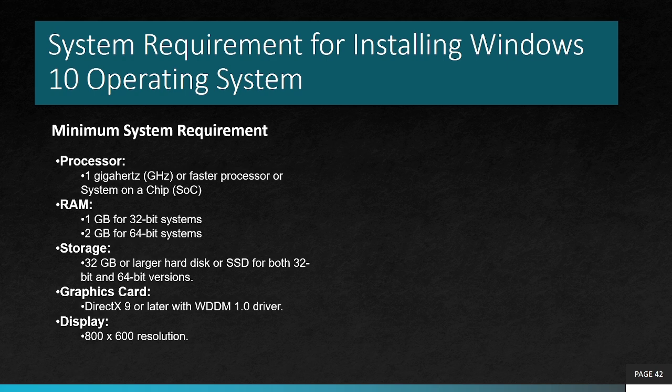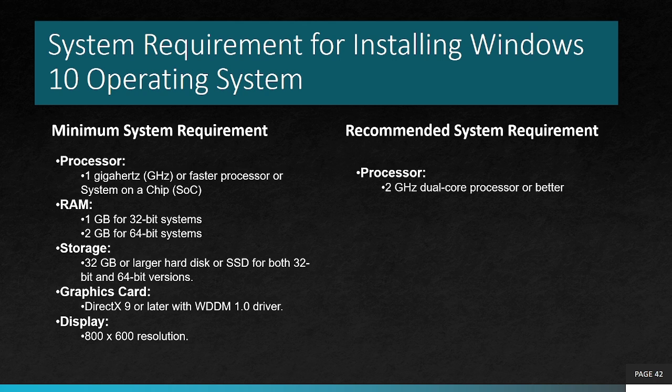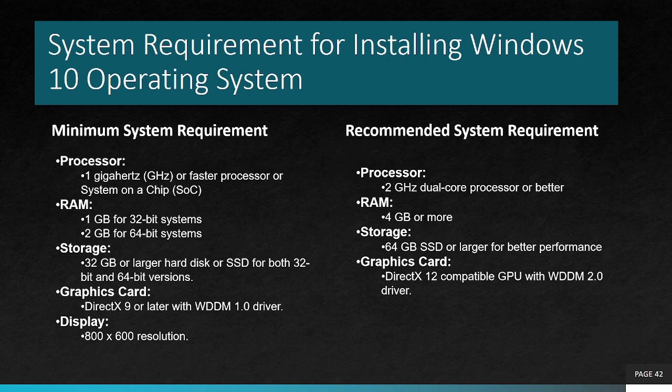The minimum is okay, the bare minimum, meaning below that I cannot go. But what we recommend for proper functioning and proper functionalities is this: the recommended system requirements are a processor of 2 gigahertz, dual core, which is much better. Then RAM needs to be 4 GB or more. You can have 64 GB of storage. Then a graphics card, whatever you have. Then a display of 1920 by 1080 resolution or higher. This is what we say.